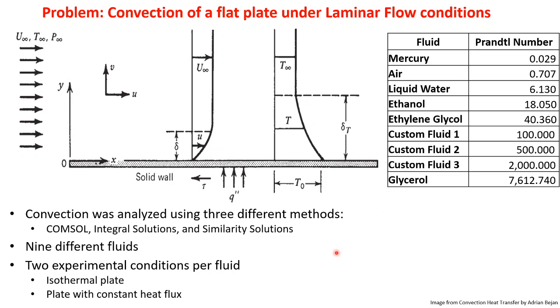So for those 9 different fluids, I ran the calculations and simulations under 2 experimental conditions. One with the isothermal plate, which is of course a fixed temperature for the entirety of the plate, and 2, a plate with constant heat flux, and that, to remind you, is when there is a constant rate of heat transfer from the plate to the fluid across the entirety of the plate.